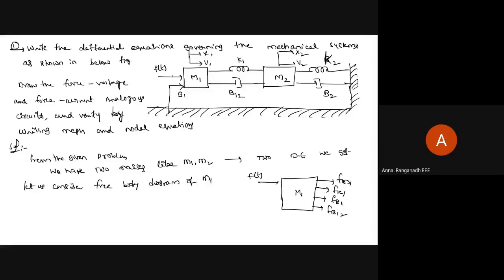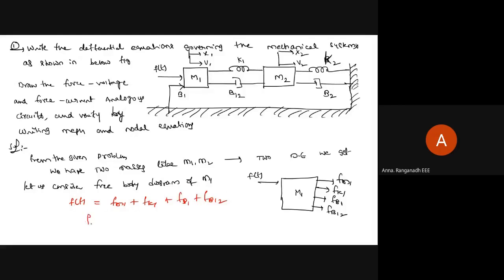So f of t is the input force, the applied force. Opposing forces are due to the dashpot element B1, due to B12, due to K1, and its internal element, that is Fm1. According to Newton's law, f of t equals the sum of all these forces. So f of t equals Fm1 plus Fk1 plus Fb1 plus Fb12. These are the forces opposed by that body. Now we can write the formulas for each one.